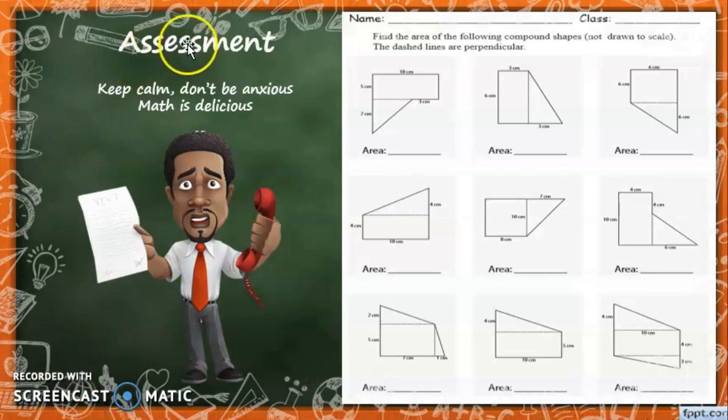Assessment. Keep calm, don't be anxious. Maths is delicious. Here's a little activity. Please pause and have a go at it. It's very simple, and by now, from the examples that we have gone through, it should be quick maths for you.